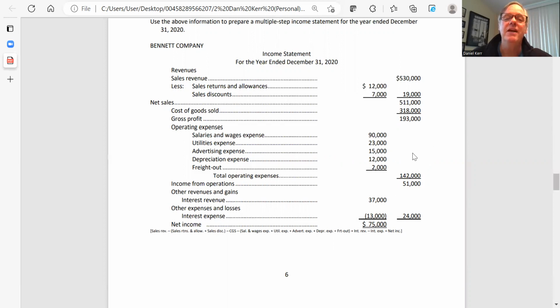You got confused between the income statement and the balance sheet. So this is the income statement. Get that mental picture. You get net sales, subtract out cost of goods sold, gives you gross profit. Subtract out the operating expenses, that gives you income from operations. Then you add other revenues and other expenses, that gives you net income.